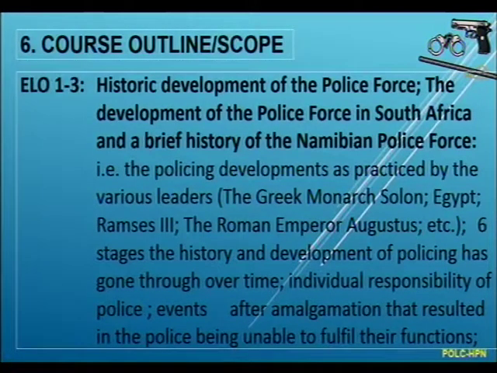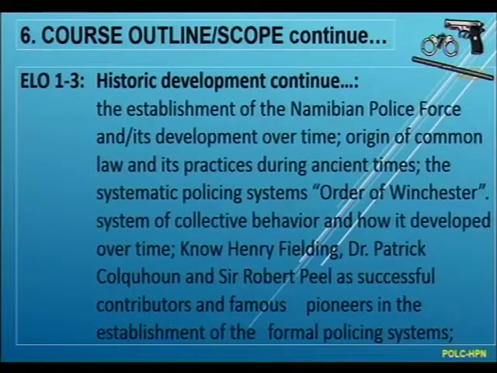The Roman Emperor, etc., 6 stages. The history and development of policing has gone through over time, individual responsibilities of police, events after amalgamation that resulted in the police being unable to fulfill their functions, the establishment of the Namibian police force and its development over time, origin of the common law and its practice during ancient time, the systematic policing systems, the Order of Winchester, systems of the collective behavior and how it developed over time.